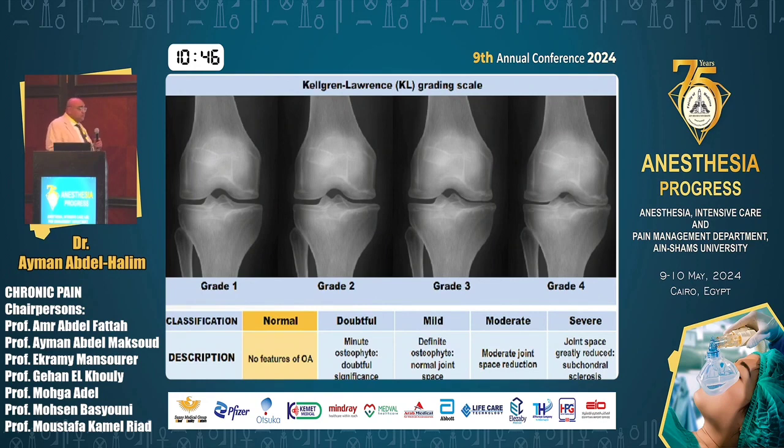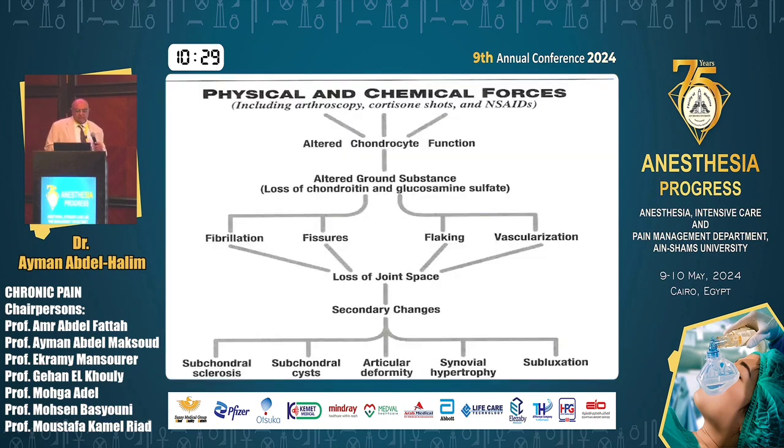Grade 4 basically is bone on bone, right? So you don't have much left in your joints to work with. But these could be helped with something like radiofrequency. Okay, so this is the pathophysiology of osteoarthritis.